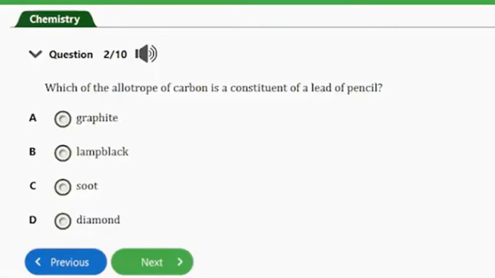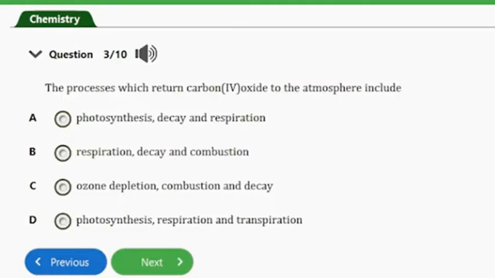Question number 2. It says, which allotrope of carbon is a constituent of lead of pencil? A, graphite. B, lampblack. C, soot. D, diamond. So guys, the answer to this question is option A. Like you must have guessed rightly, graphite is used in the lead of a pencil, and that's the answer to this question. So let's consider the next question, and that's question number 3 here.